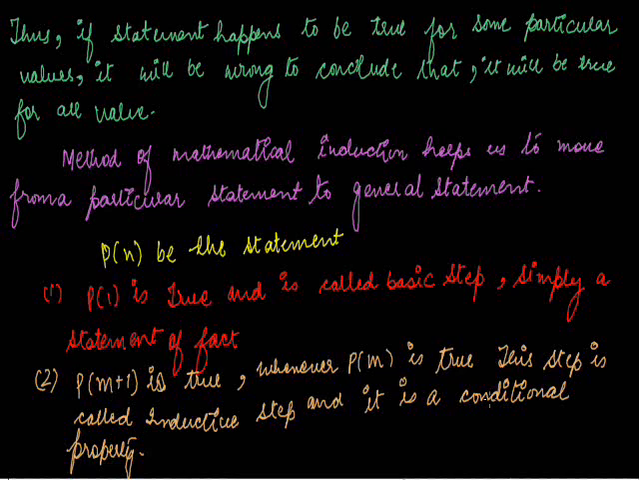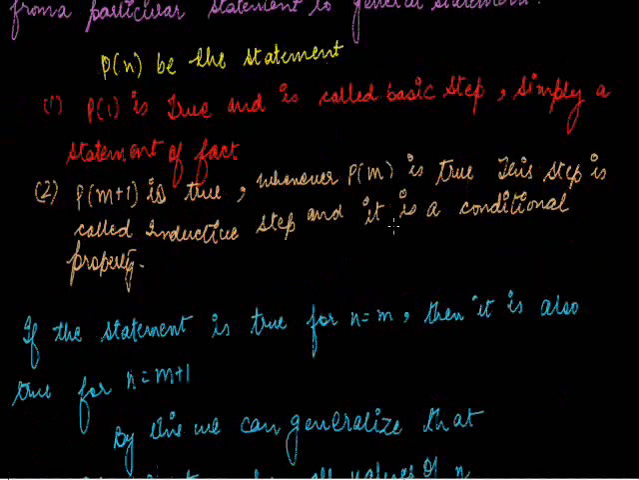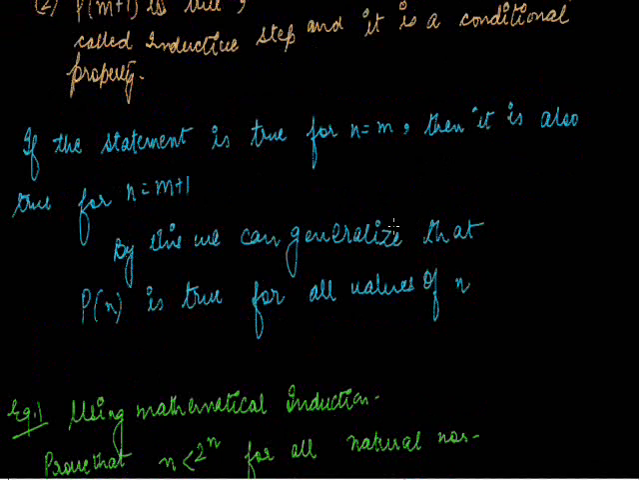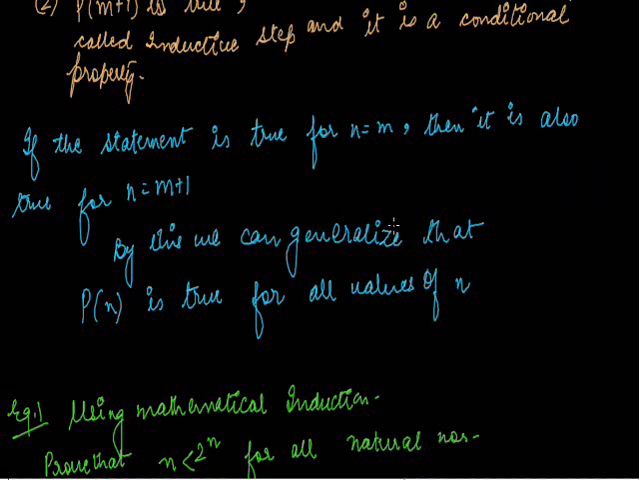Method of mathematical induction. So in order to solve this problem, we have the method of mathematical induction, which helps us to move from a particular statement to a general statement. If Pn is the statement, and P1 is true, then it is called the basic step, and simply a statement of fact. We can prove Pm+1 is true using that Pm is true. So first, if the statement is true for n equals m, then it is also true for n equals m+1. By this, we can generate that Pn is true for all values of n.